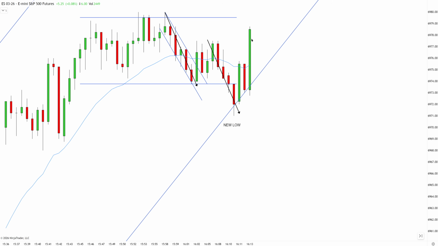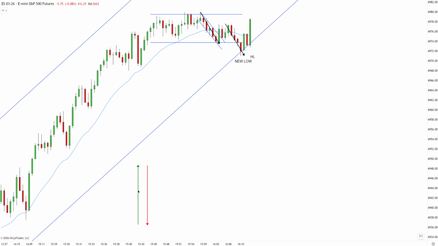What you want to wait for is a high-low confirmation setup like this. This high-low confirmation setup is confirming the two-legged pullback down. It's confirming the failed breakout. It's confirming the bullish bias. And if you have the trend line, it's confirming the trend line as well. So this is a decent high probability setup.